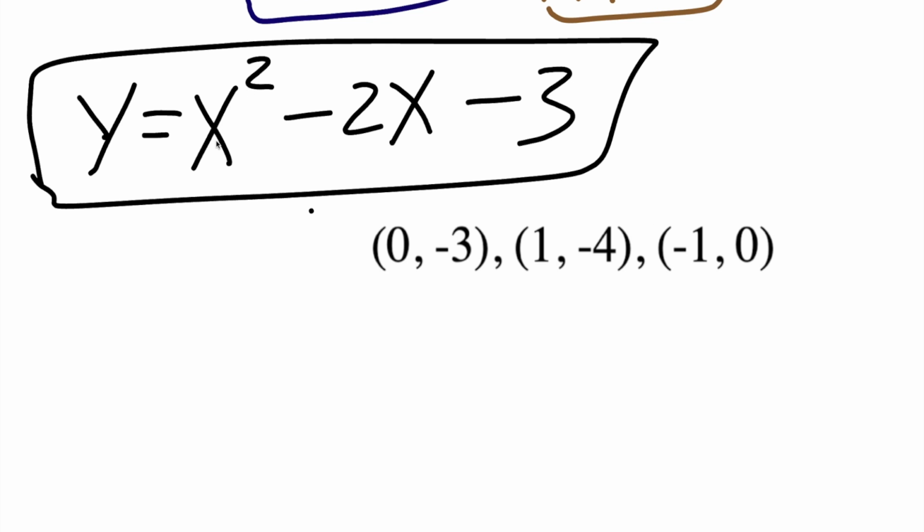So -1 squared gives us a +1. -2 times -1 is +2. So 1 plus 2 is 3. 3 minus 3 is 0, so it matched. So that's a quick way to check. And that's pretty much it to write an equation of a quadratic function given 3 points.